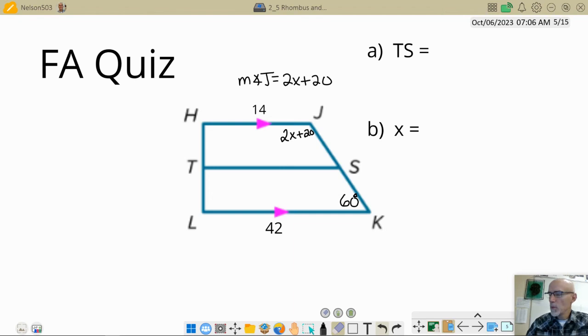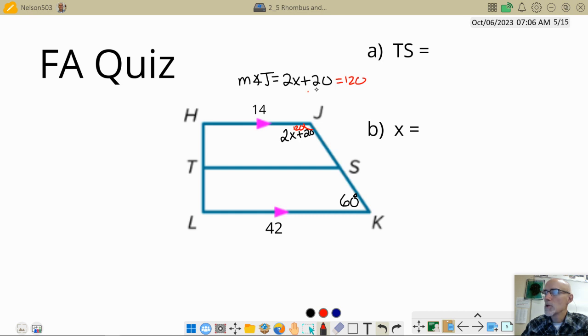So folks, this is the way the quiz worked. If this is a 60-degree angle right down here, then this angle right up here has got to be 120 because they're supplementary. So this angle is 120 degrees. So I'm going to set 2x plus 20 equal to 120.